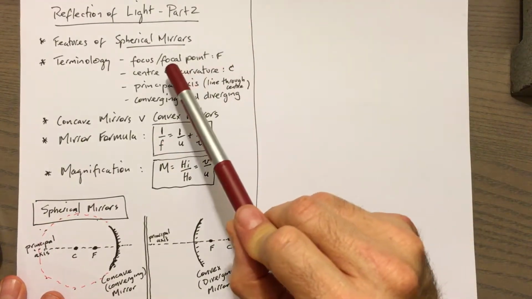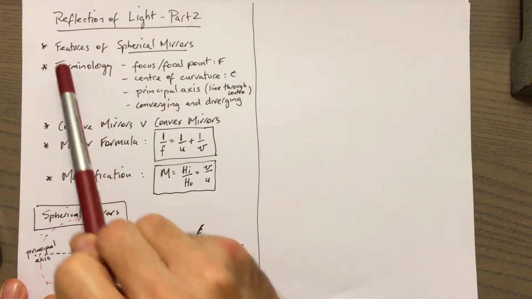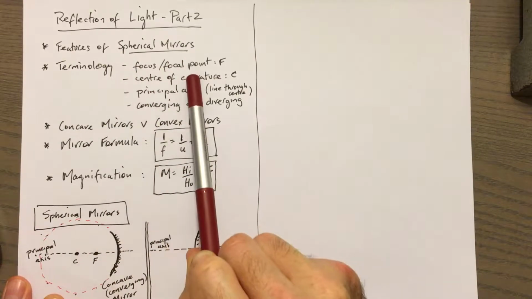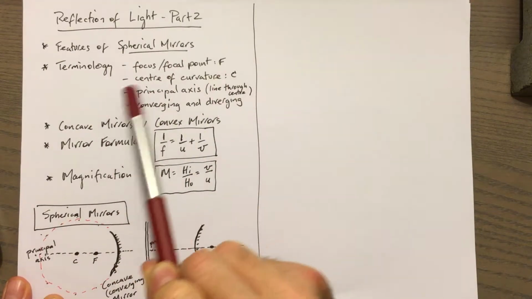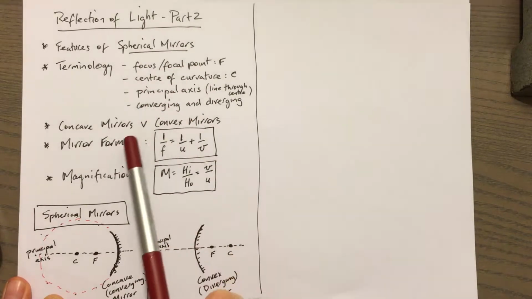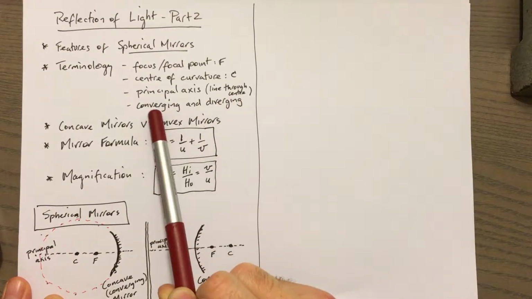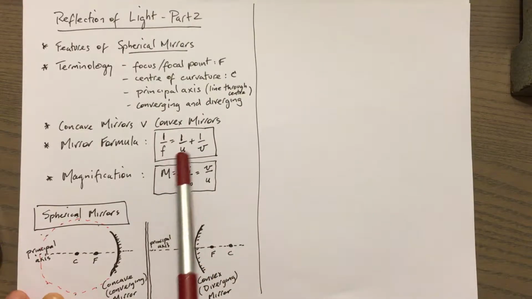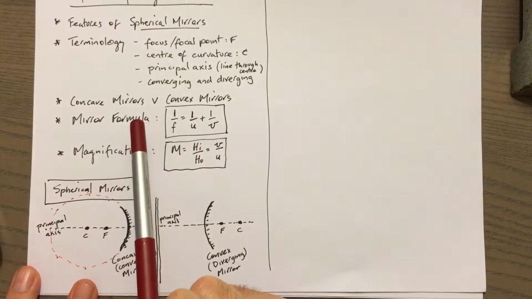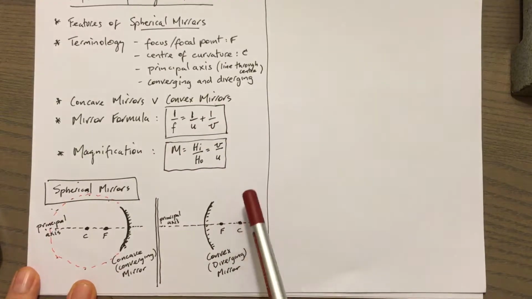The focus of this lesson will be on spherical mirrors. So we'll cover the features of spherical mirrors, and the terminology associated with them: things like focal points, centers of curvature, the principal axis. We'll talk about the two main types of reflecting mirror, converging and diverging, which leads us nicely into concave versus convex mirrors, the mirror formula, and magnification, so a bit of mathematics associated with it as well.